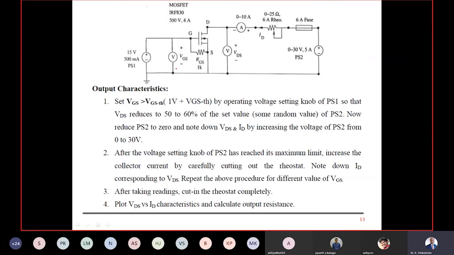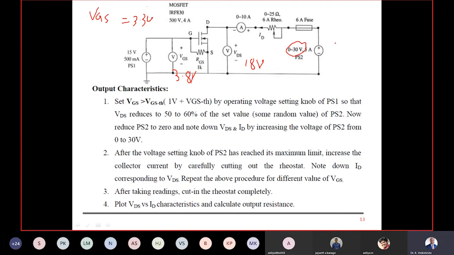First step. Set VGS greater than VGS threshold. We came to know that VGS in the previous experiment is 3.3 volt. Little bit more than 3.3 volt. Maybe I said 3.8 volt. Such that VDS falls to 60% of the 30 volt, which is somewhere around 18 volts. It falls to 18 volts. So that is my first step.